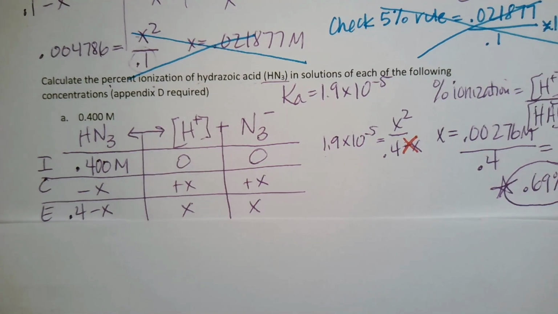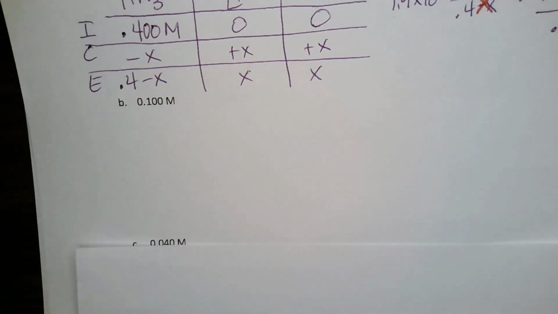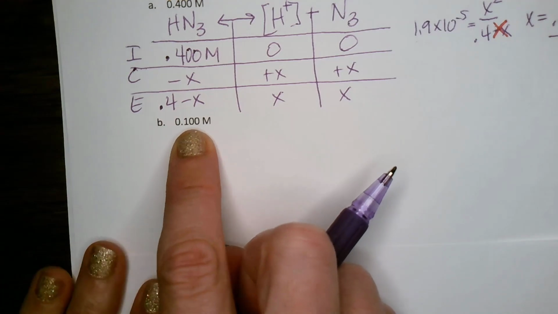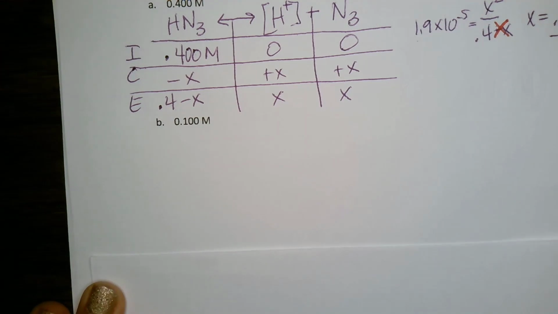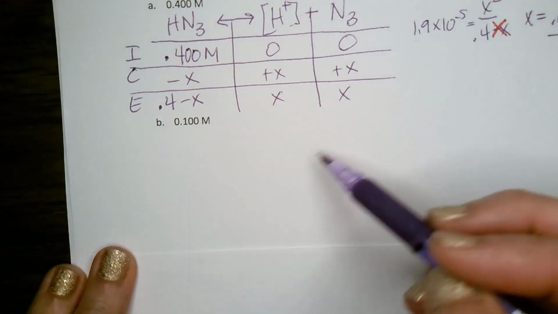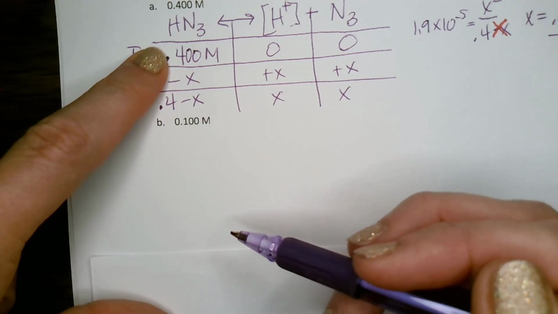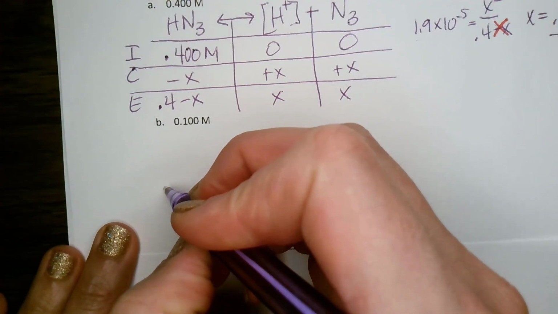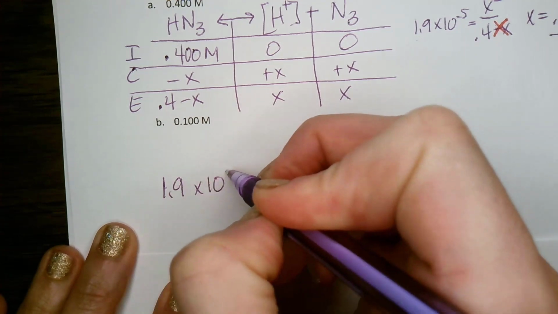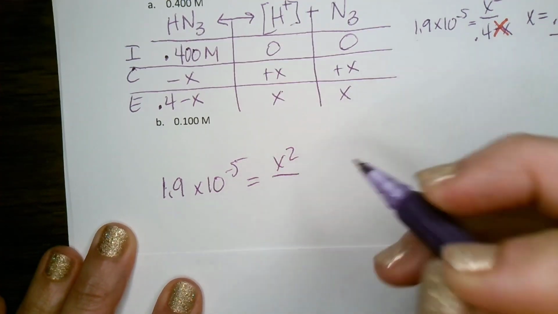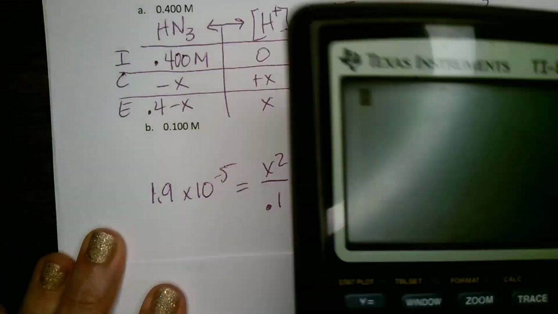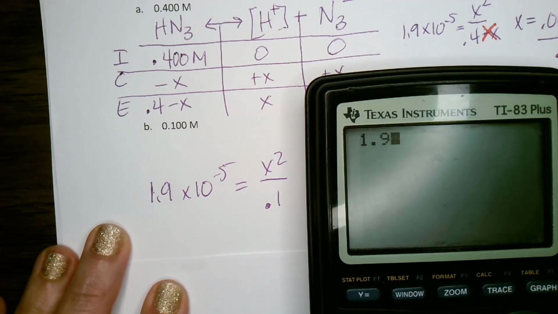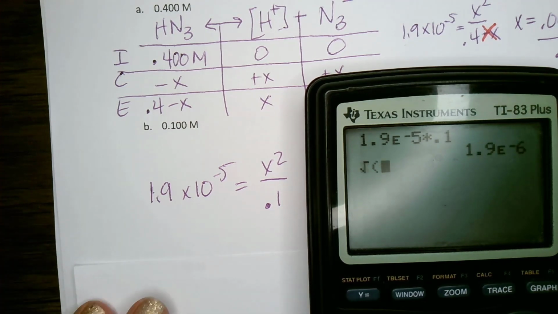All right, let's see if this trend continues. So let's go down to letter B, where the only difference is my concentration has gone from 0.4 to 0.1. We're going to have the same ICE chart. The only difference will be that this will be 0.1. So let's set up our same Ka, 1.9 times 10 to the negative fifth is equal to X squared over, instead of 0.4, we'll be using 0.1. So let's do this math: 1.9 times 10 to the negative fifth times 0.1, and then we're going to square root that.